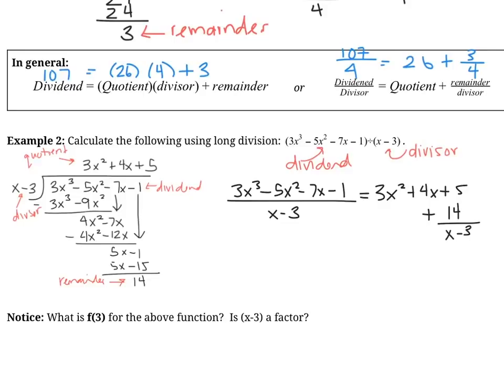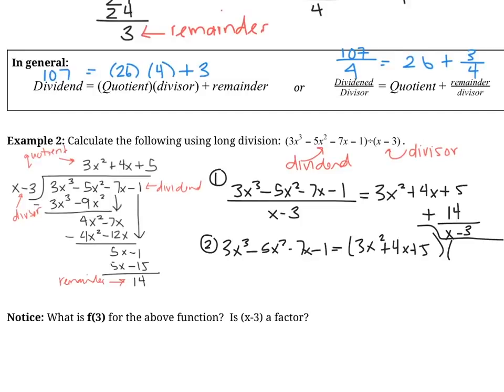Another way to write it is our dividend first. So this is one way to summarize, here's the second way to summarize. Our dividend was 3x to the power of 3 minus 5x squared minus 7x minus 1. That had to equal the product of our quotient and our divisor. So that had to equal 3x squared plus 4x plus 5 times our divisor, which is x minus 3, plus our remainder, so plus 14. So two different ways to summarize this.